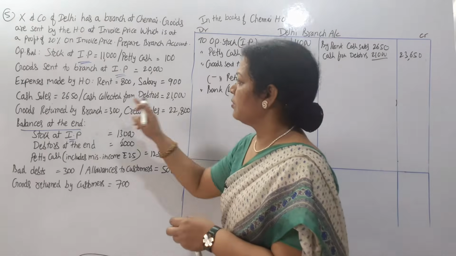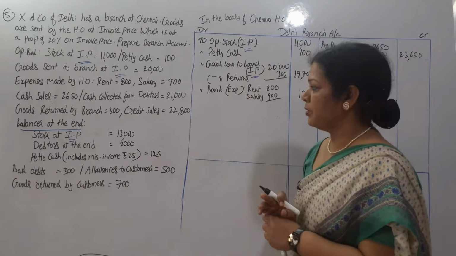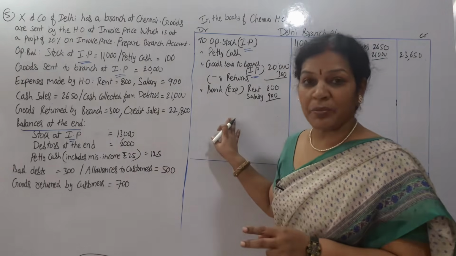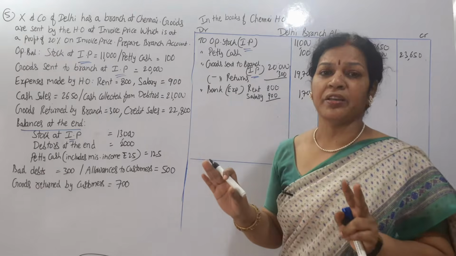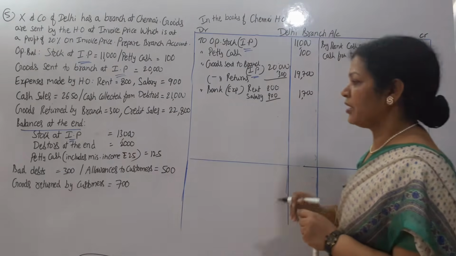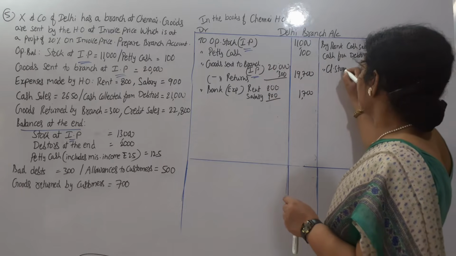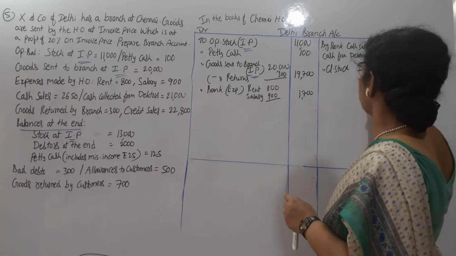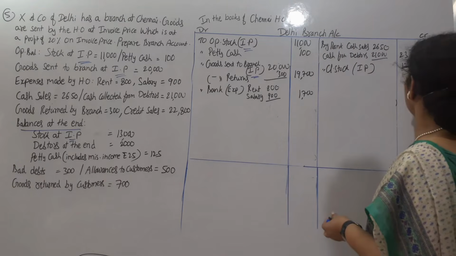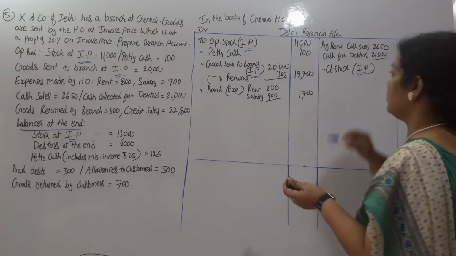Next, cash goods returned by branch, that already we have deducted. Credit sales comes in the debtors account, not in the branch account. We never write credit sales in the branch account. And balances at the end by closing stock. This is also as per the invoice price, 13,000. I'll underline this because it is invoice price.